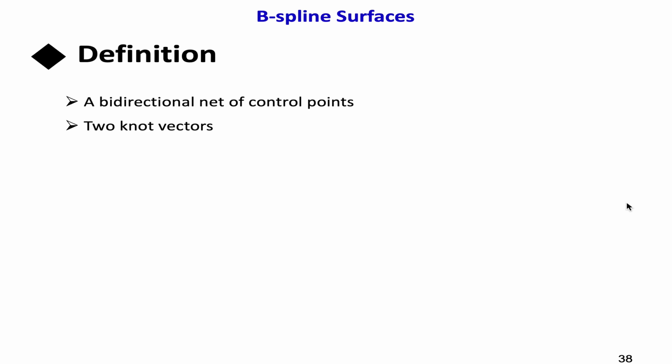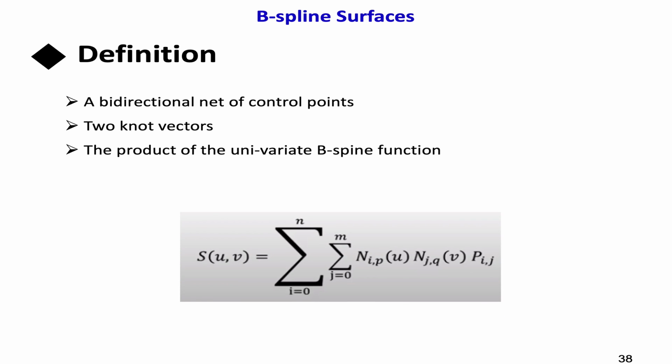Surface. It's an extension of the B-spline curve idea. It consists of three elements: a bidirectional net of control points, two knot vectors, and the product of the univariate B-spline functions. Here is the equation where these are the three elements.